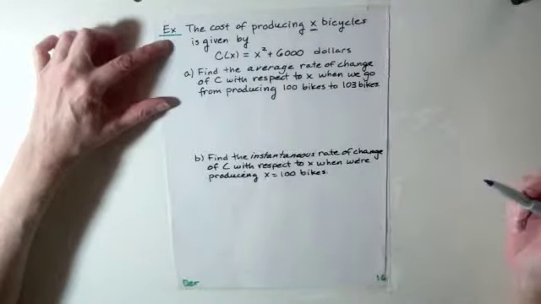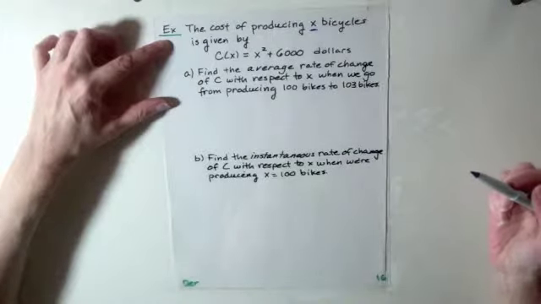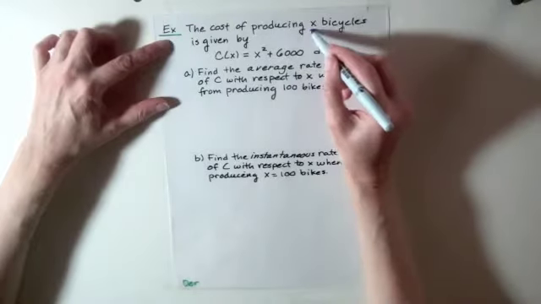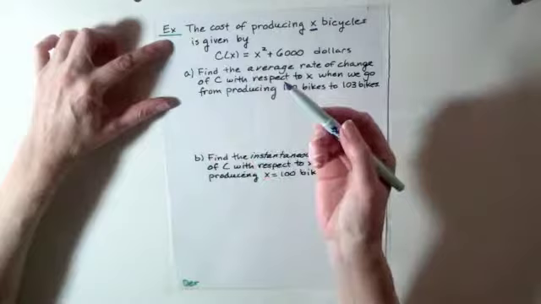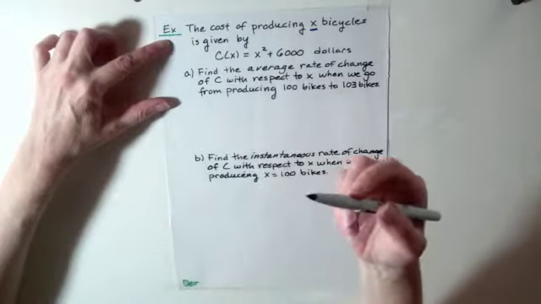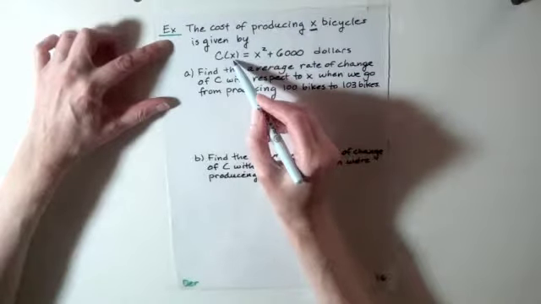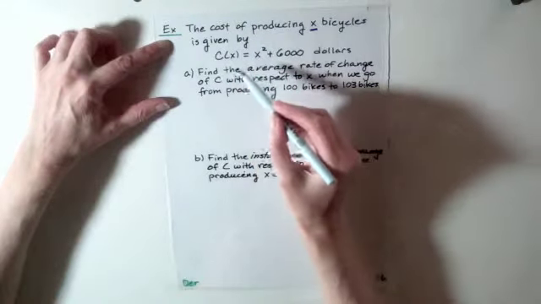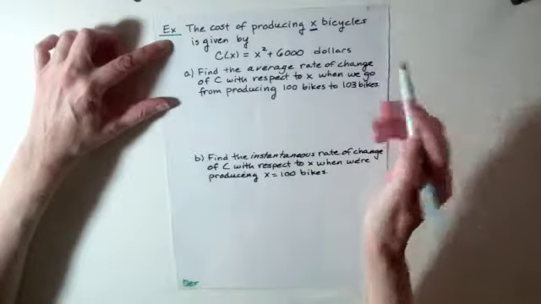I knew somebody who did this, and he actually ended up being quite a famous bike maker. So he's going to make X bicycles, and it costs him a certain amount in materials, in rent, maybe rental of equipment or tools, things like that. So the cost of producing X bicycles is given by this formula. C of X is X squared plus $6,000.